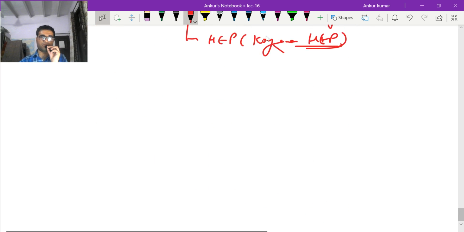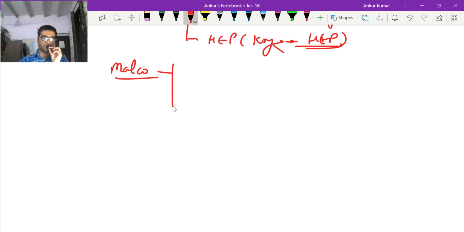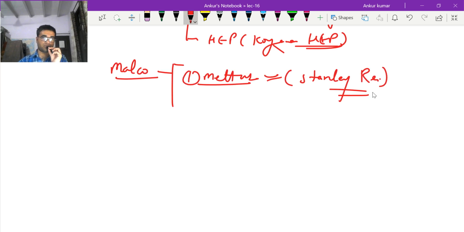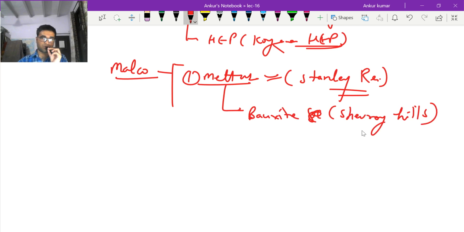Moving on to the next one, that is Malco, Madras Aluminium Corporation Limited. For Malco, the first plant is in Mettur. We have the Stanley reservoir here, from where electricity is taken, the Mettur Dam, and bauxite is taken from the Servarayan Hills. So this is the plant of Malco.